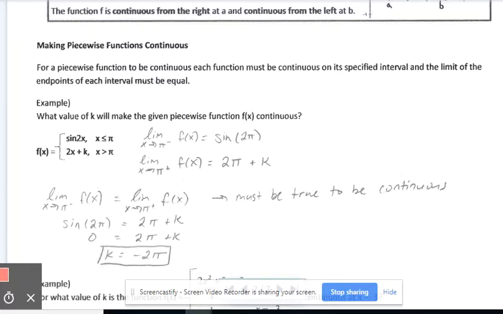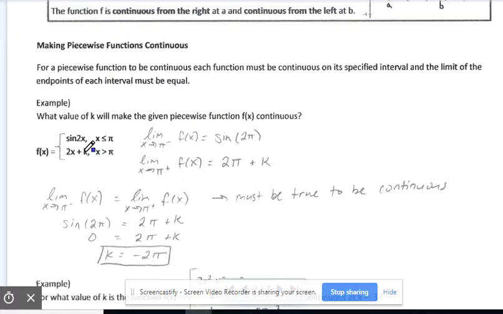Okay, so first of all, f of x equals sine of 2x when x is less than or equal to pi. So first I'm going to ask myself if this is continuous. And it is. Sine of 2x is continuous everywhere, so that's not a problem. Now I'm going to look at 2x plus k when x is greater than pi. That's just a line, so that's definitely continuous. So I don't have any issues there.